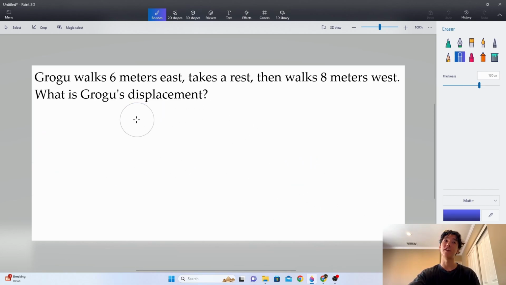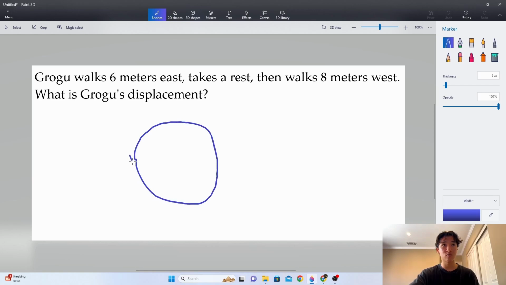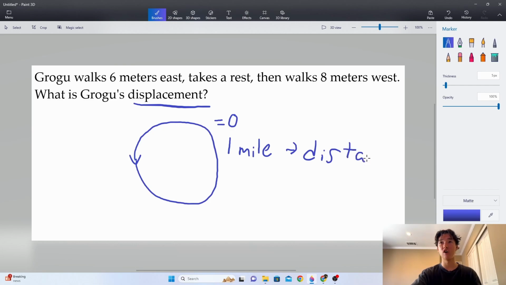Distance is different. Distance should be easy for you guys. Say we're on a track, right? You start right here and you run a full circle. So now you just ran a full mile. The distance you ran is 1 mile. That is the distance that you just traveled. But your displacement was 0 because you just started and stopped at the same point. So displacement in this problem would equal 0. But this is our total distance ran. So I hope that makes sense for you guys.